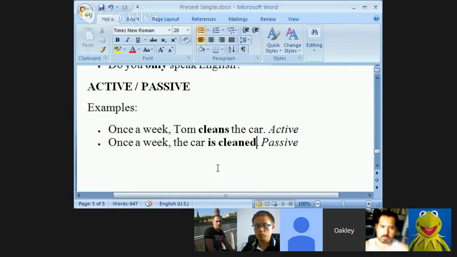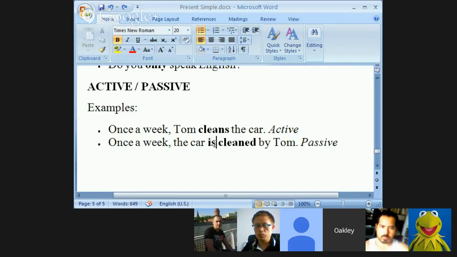Once a week the car is cleaned. Maybe it's not important, maybe it's obvious, maybe it's done by several different people, but for whatever reason it's not really important who does the action. Anyway, that is it. The car is cleaned, or if it's plural, of course, the cars are cleaned. Very important. We're going to be looking at passives.